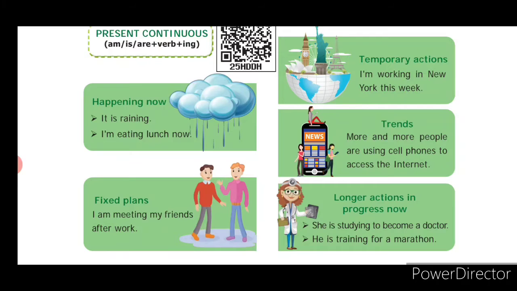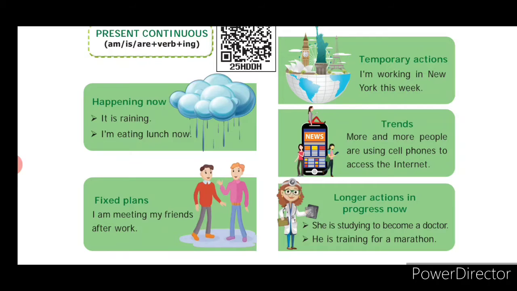This tense form is used for an action that is going on now. Along with that, it is used to know the changes taking place now. See, now what is the trend? More and more people are using cell phones to access the internet. Is it? Yes, more and more people are using cell phones to access the internet. Then, longer action in progress now. She is studying to become a doctor. He is training for a marathon.